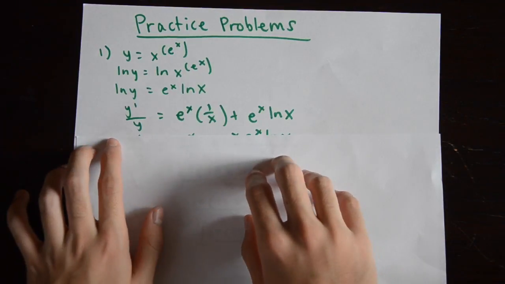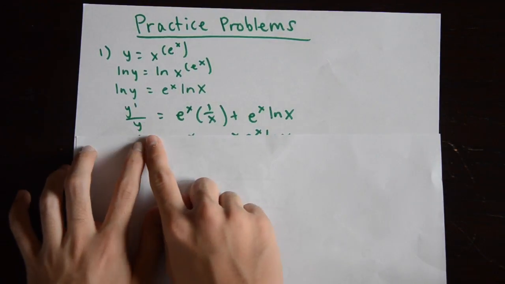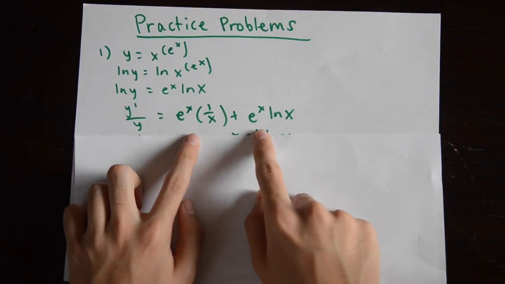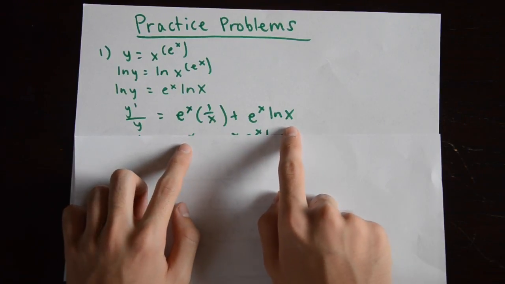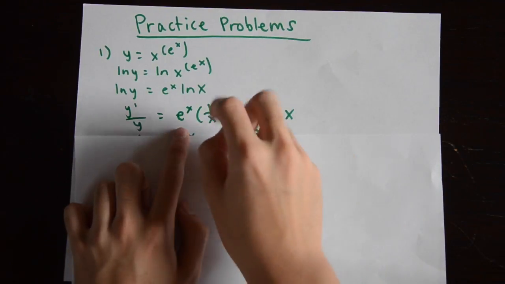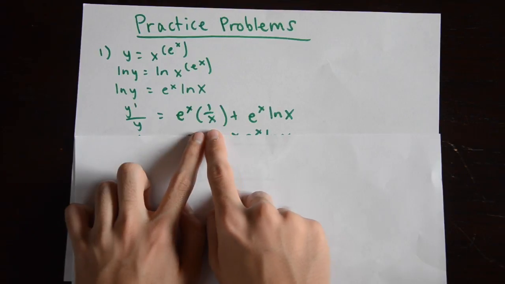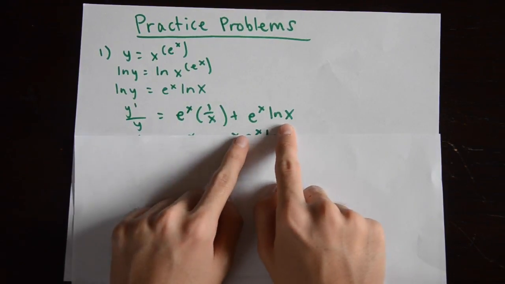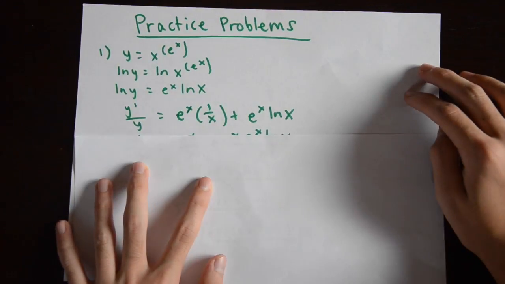Then we take the derivative of everything to get y prime over y is equal to e to the x times 1 over x plus e to the x times the natural log of x. We're using the product rule here, so we do e to the x times the derivative of the natural log of x, which is 1 over x, plus the derivative of e to the x, which is e to the x, times the natural log of x.